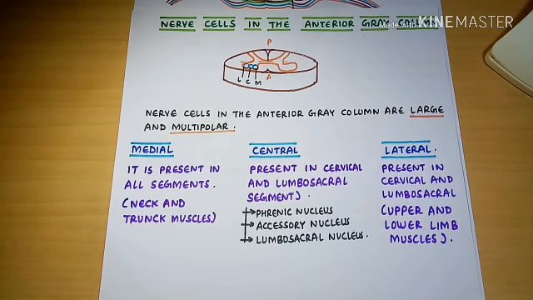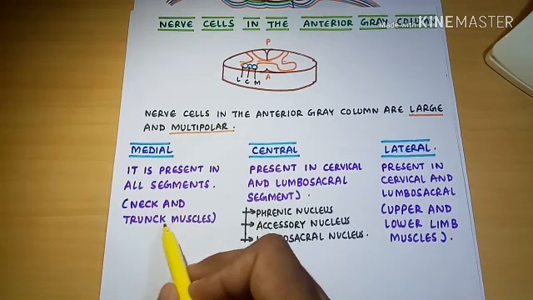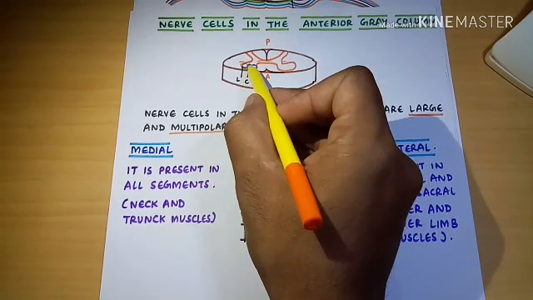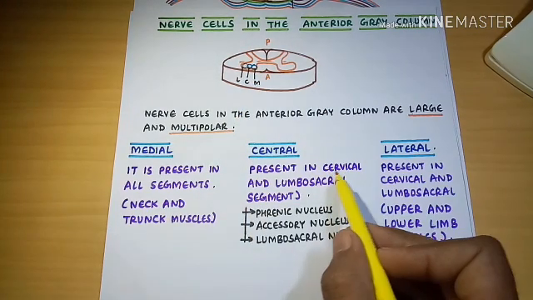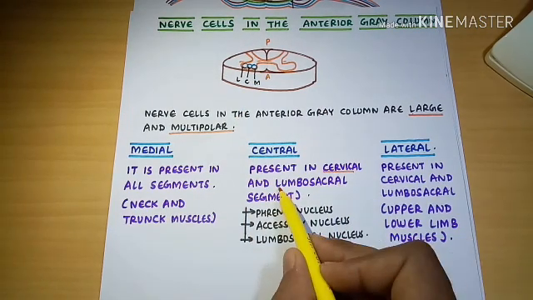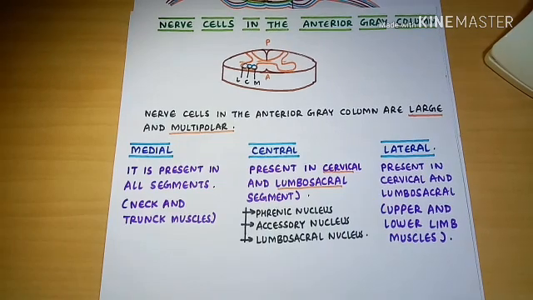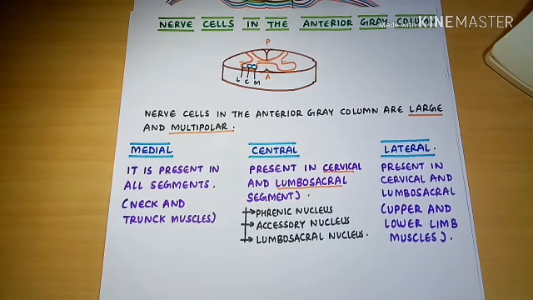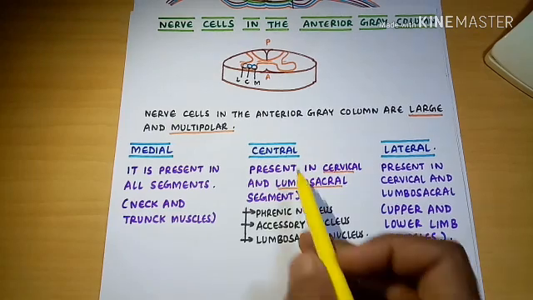We have to remember that it is present throughout the spinal cord and it innervates the muscles of the neck and the trunk. Okay. The central nerve cells of the anterior gray column are present in the cervical and the lumbosacral segments. So this is not present throughout all levels of the spinal cord. It is present only at the cervical and the lumbosacral segments.